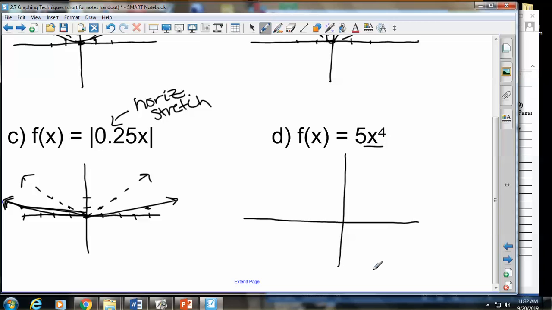This one, we didn't do x to the 4th as a parent function, but we could still get it, couldn't we? 0 to the 4th is 0. 1 to the 4th is 1. Do you want to do 2 to the 4th? No. That turns into 16. Let's not. Negative 1 to the 4th is 1. Negative 2 to the 4th would be 16. It's just a skinnier parabola.